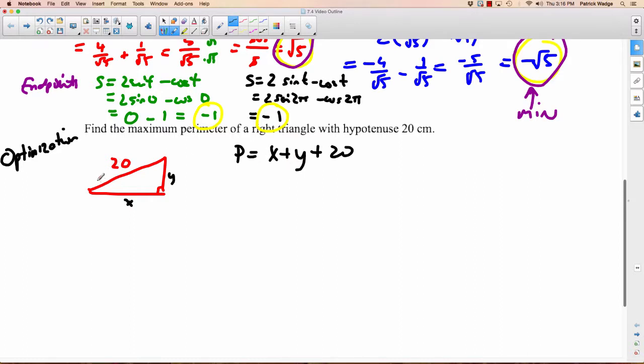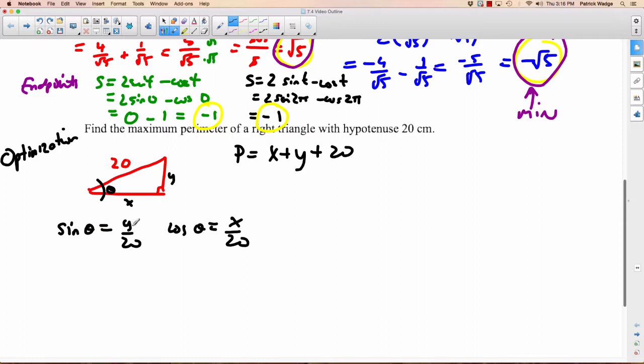Well, let's put a little angle right here. And we can write a couple statements using trigonometry. We know, for example, that sine theta equals opposite over hypotenuse, y over 20. And we know that cosine theta equals adjacent over hypotenuse, which is x over 20. How will that help us? Well, we're not going to change them both to x or both to y. We're going to change them both to thetas.